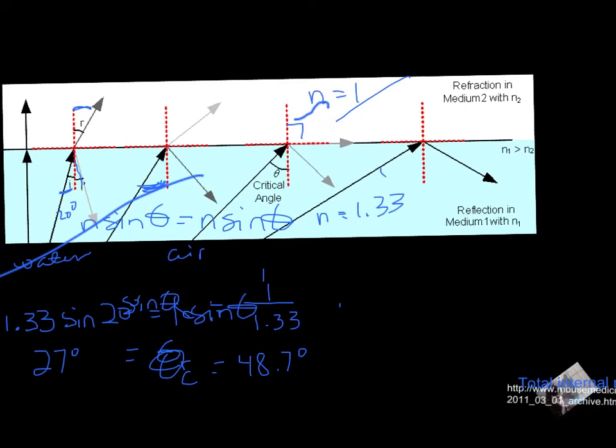So any angle bigger than 48.7 degrees, if we go back to our picture, any angle here bigger than 48.7, instead of the light going through, all of it is going to reflect. And that's what's happening inside of our fiber optics.